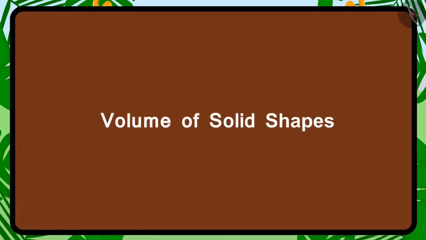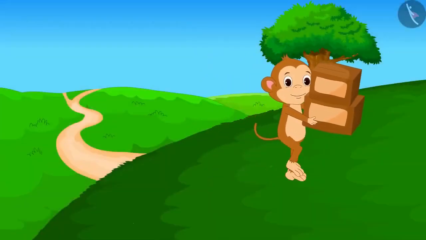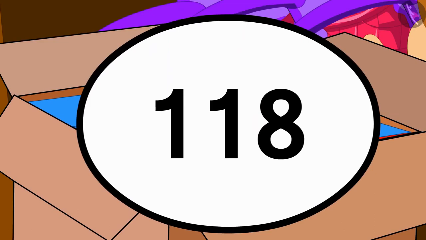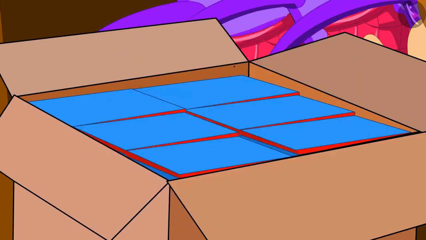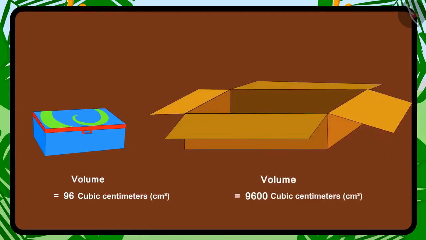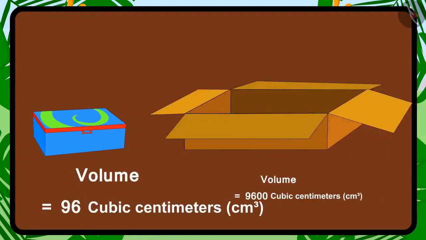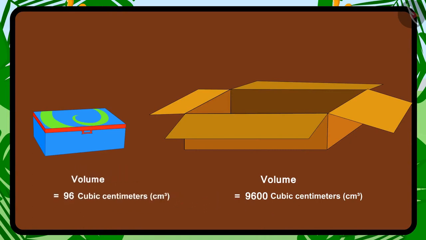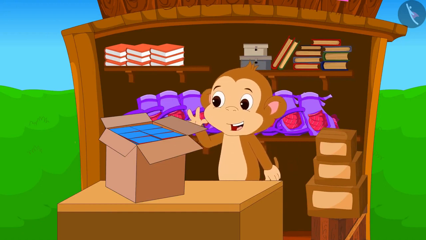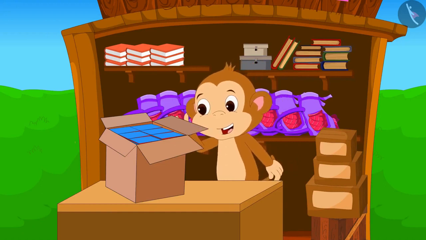Kids, in this video, we will learn about volume of solid shapes. In the previous video, we saw how Babban used two boxes and brought 118 compass boxes from the city to sell in his shop. And children, do you remember that the volume of each compass box is equal to 96 centimeter cube? Let's see what Babban is doing with these compass boxes.